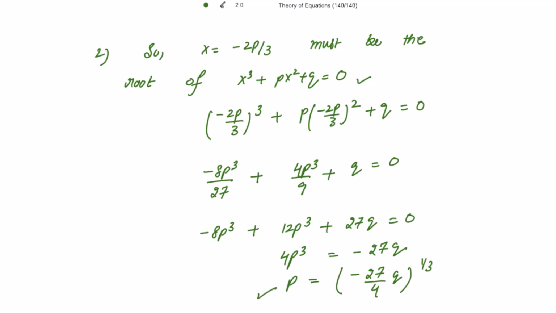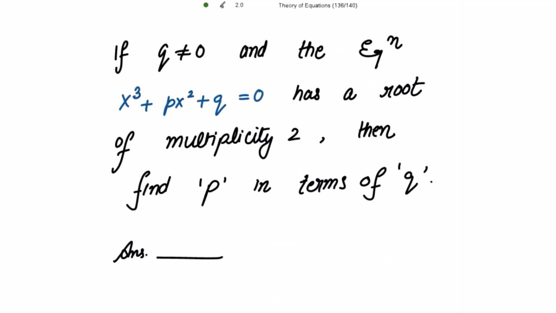It can also be asked like this, what is the relation between p and q? So you can write up to this only. So the required answer to this question is p is equal to (minus 27q divided by 4) to the power 1 by 3. Thank you.